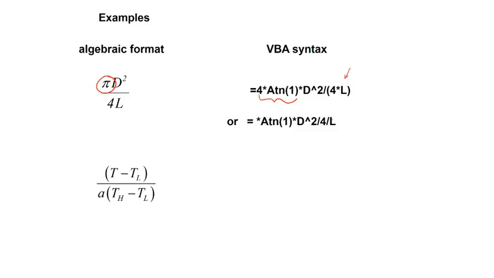This one we would have t minus TL divided by quantity A times quantity TH minus TL. So you can force the order of operations using parentheses. If we didn't want to use these outer parentheses here, you can always do the same thing like we did above, where you divide by a and then take that result and divide by th minus tl in parentheses.